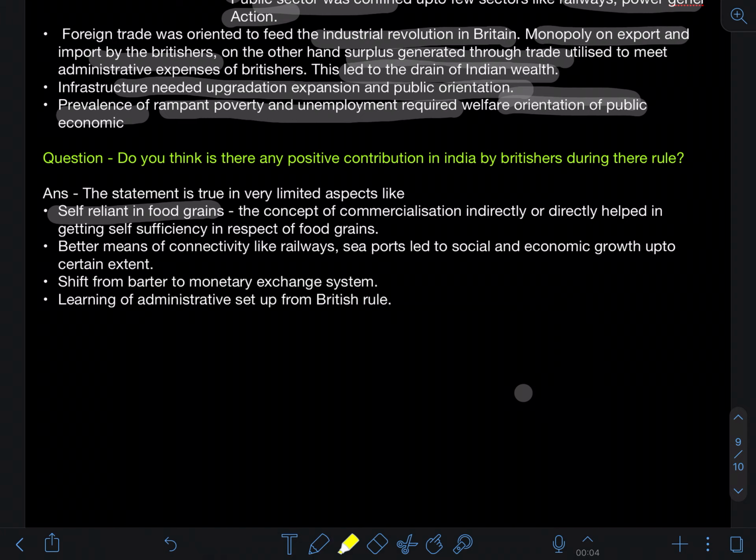Another thing is basically, and I do mention only in the case of food grain, not in the case of all type of products, right? Not in the capital goods, not in other types of goods. So that was one blessing indirectly that we got at the time of British rule.